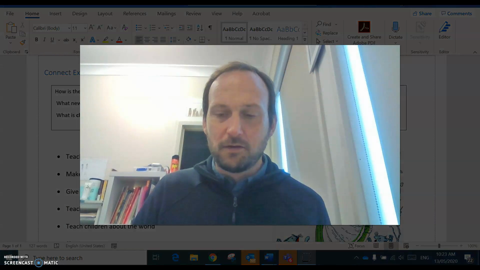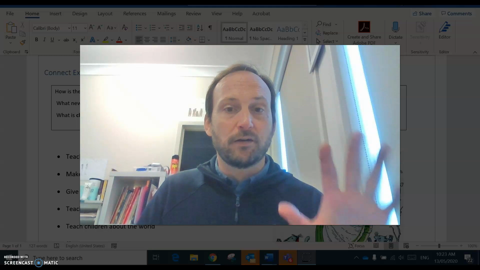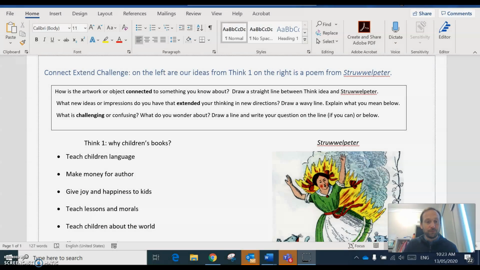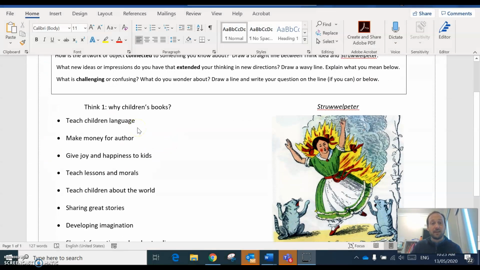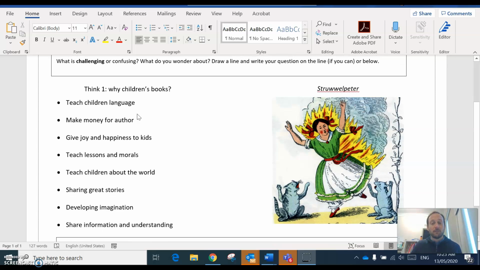Hey. For today's lesson, we have our Connect Extend challenge. On the left side of our document, we will see our Think Ones. These are the Think Ones for why you think people write children's books. I just took all your examples, what you were thinking, and put them here. And then I put a picture from our dreadful Struwwelpeter text over here.